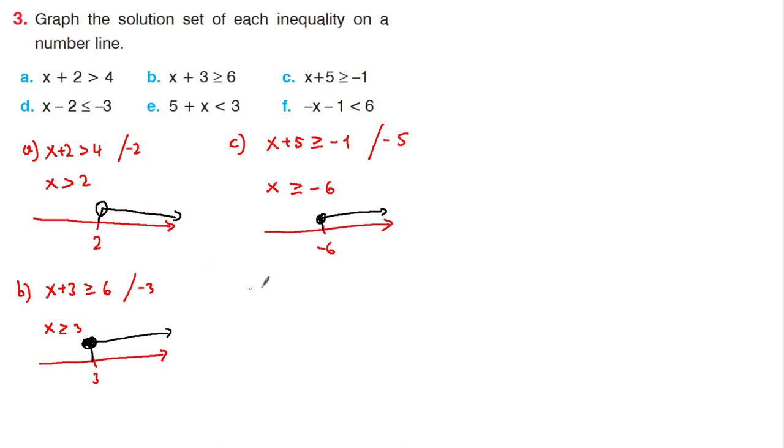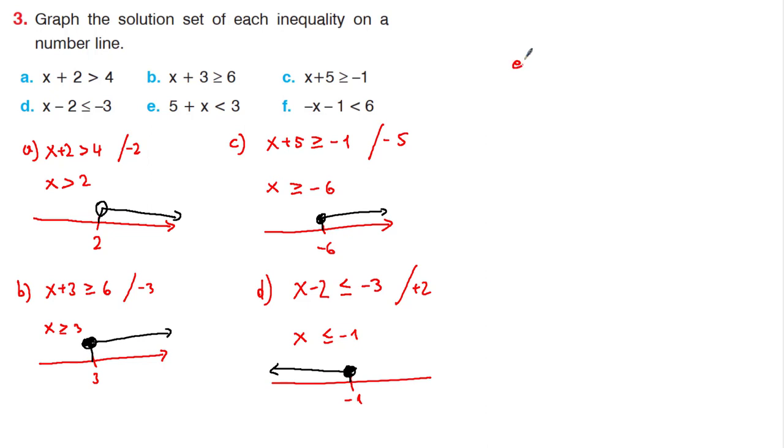Under D, what do we get? We get x minus 2 is less than or equal to negative 3. Now we have to add 2 to both sides, so x is less than or equal to negative 1. Again, represented on the number line, it would look something like this. X is all numbers less than or equal to negative 1.